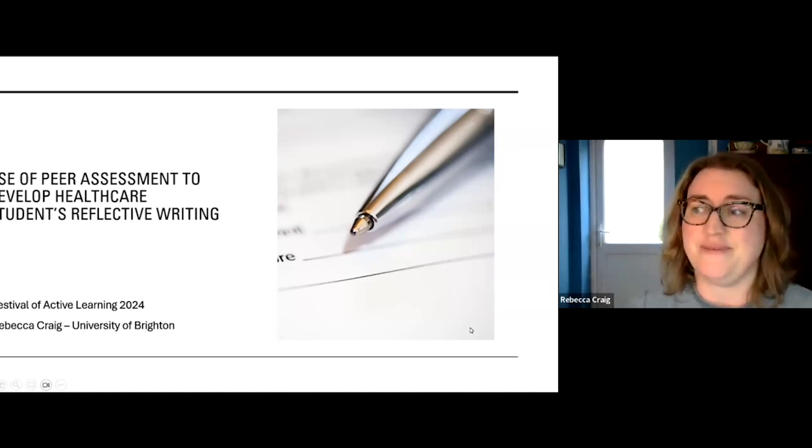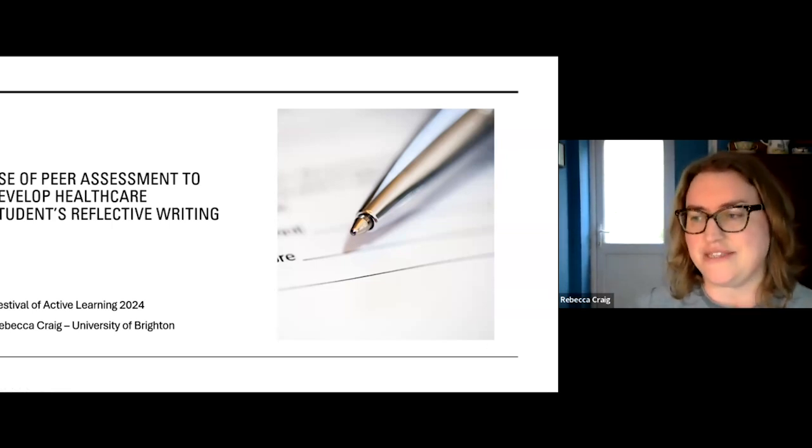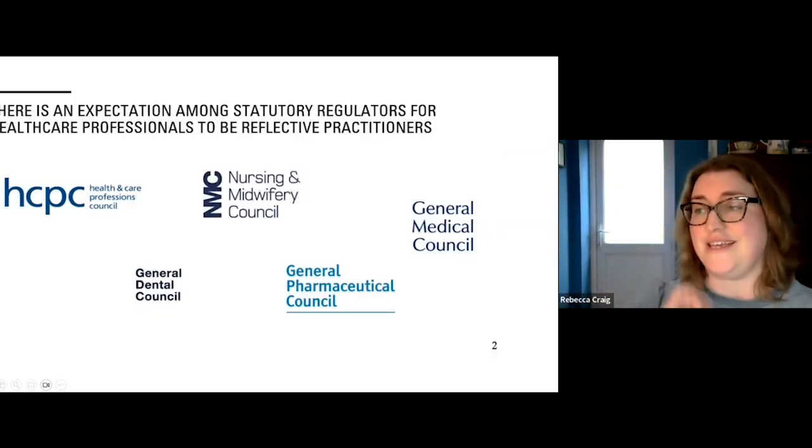So today I'm going to be talking about the use of peer assessment to develop healthcare students' reflective writing, part of a fantastic working team looking at this issue in our healthcare courses.